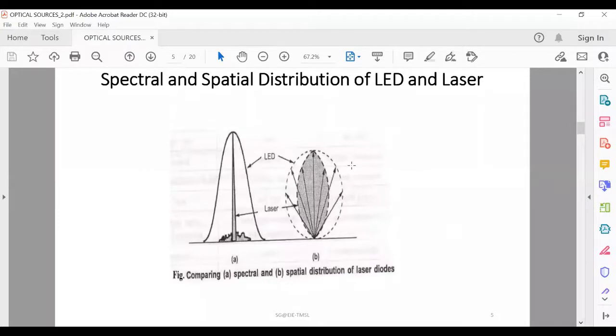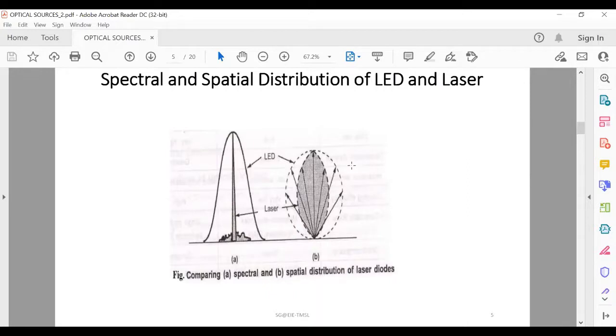Now the spectral and spatial distribution of LED and laser. Here, at low current, a laser diode basically acts like a normal LED, and that is below the threshold current. Above the threshold current, stimulated emission is there, which means the light narrows to a few spectral lines instead of the broad spectral distribution that exists in an LED. Now this enables the laser to easily couple to single mode fiber and reduces the amount of uncoupled light.